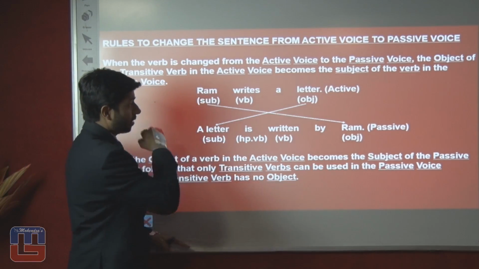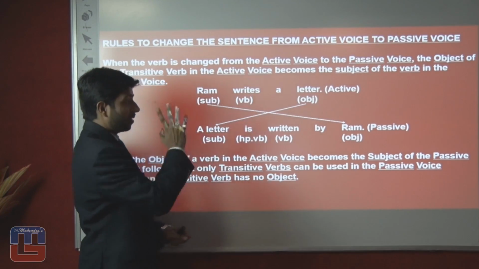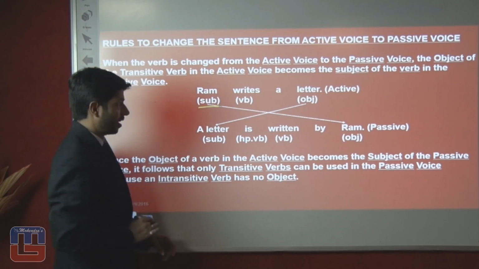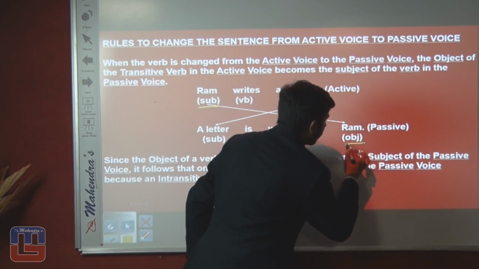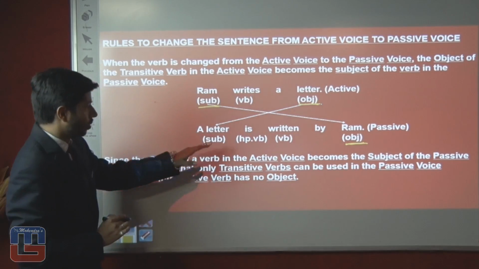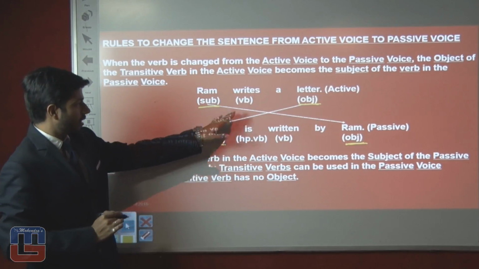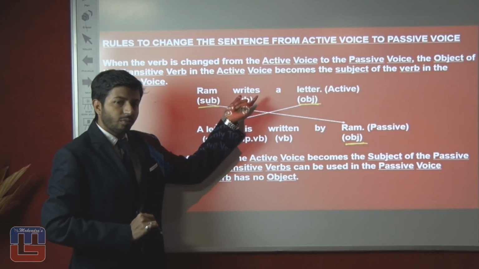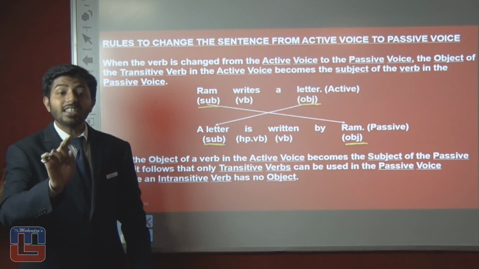Now take a clear look at the conversion of active voice to passive voice. In the active voice sentence, the subject is Ram. The subject of active voice changes into the object of passive voice, and the object of active voice changes into the subject of passive voice. That's the reason behind this; these arrows show such a rule. Ram writes a letter. Writes is the fifth form of the verb. But in the passive voice, written is used. Written is the third form of the verb.